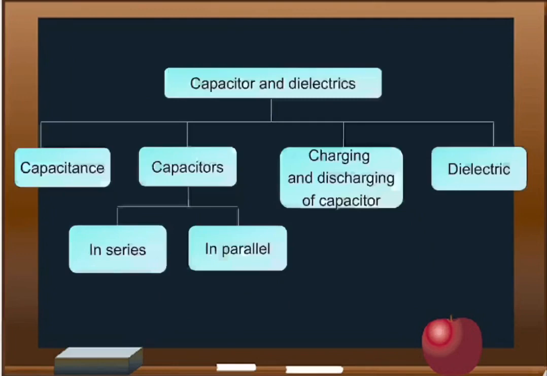We are going to learn about capacitance, capacitors which are connected in series and parallel, and then charging and discharging process of capacitor, and finally we are going to learn about dielectric.